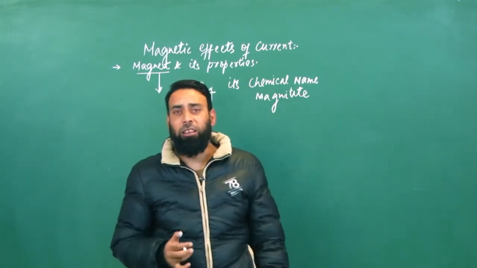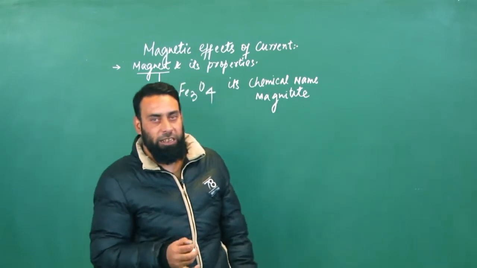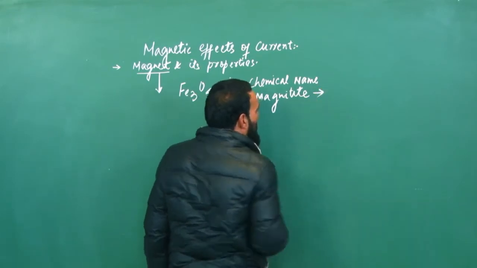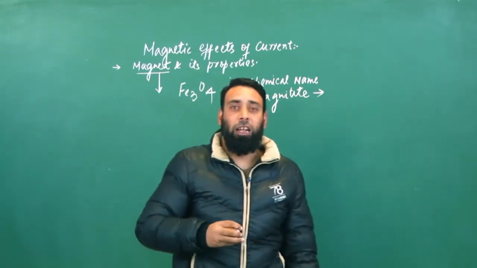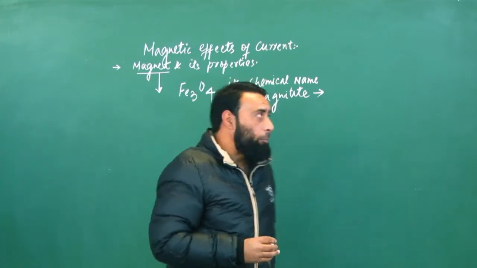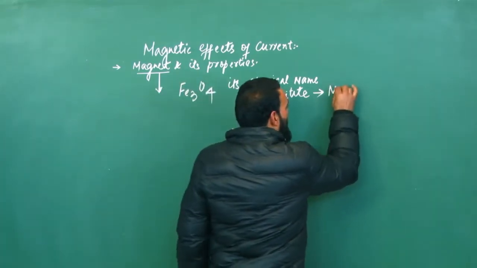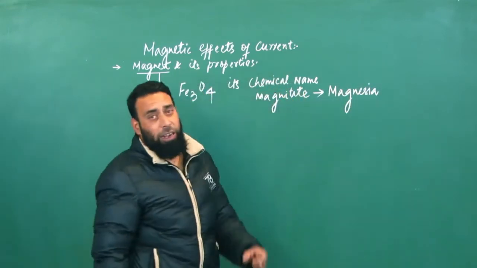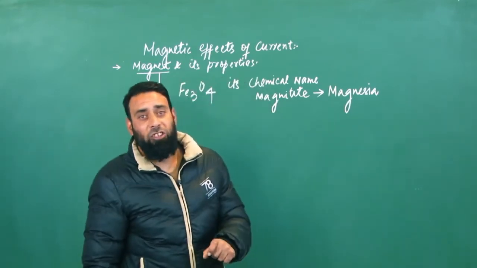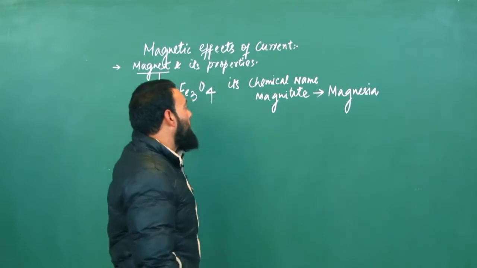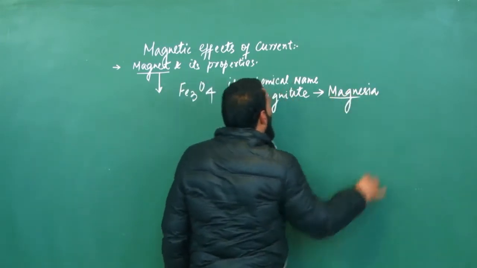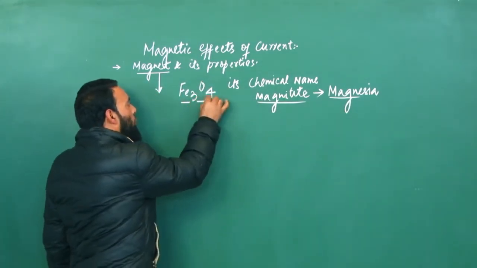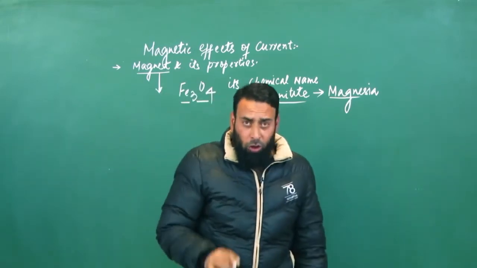So far as the name is concerned, this name originated from the place where it was first discovered. That place was in Turkey, and it was called Magnesia. This place is in Turkey, and this is why this oxide of iron is called magnetite, and its chemical formula is Fe3O4.